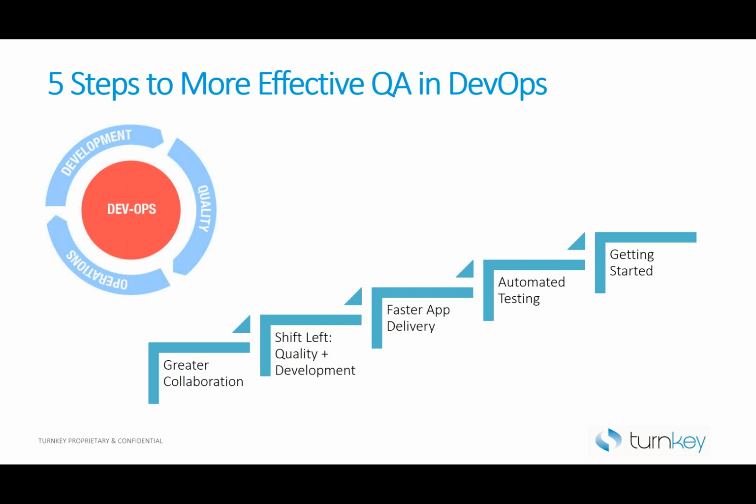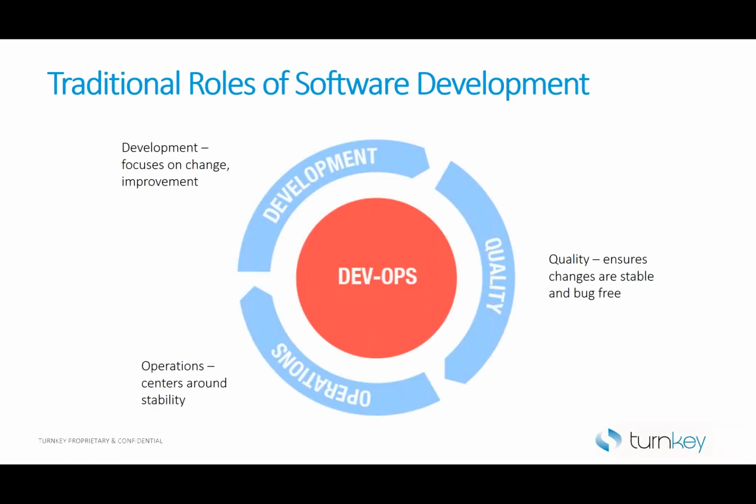This should, of course, lead to faster application delivery. But in that process, as you integrate quality throughout the entire process and are able to shift that from the end of the process in a waterfall to an integrated process and shift it left, you should see quality integration with development. And at the end of the day, to make it all work, the glue that makes it work is greater collaboration. So we're going to dig into each of those steps a little bit.